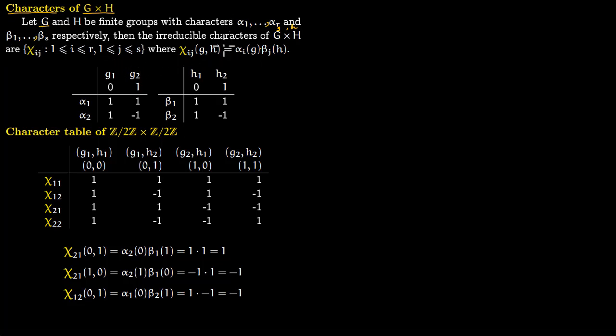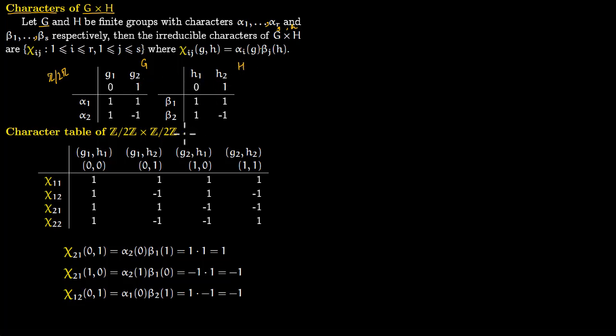Let us do some examples to understand it. Say we are given a character table of this group, the cyclic group of order 2, and this is also the cyclic group of order 2, same thing, and we are asked to find the character table of Z over 2Z times Z over 2Z. So cyclic group of order 2 times cyclic group of order 2. We denote this by G with g1, g2 as group elements, and this is H with h1 and h2 as group elements. Here we know precisely the group elements are 0 and 1. Here we also know precisely the group elements are 0 and 1.